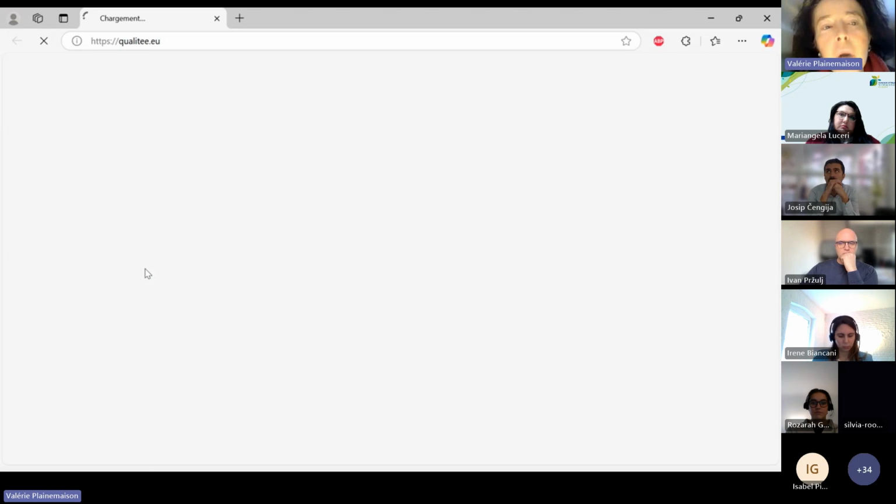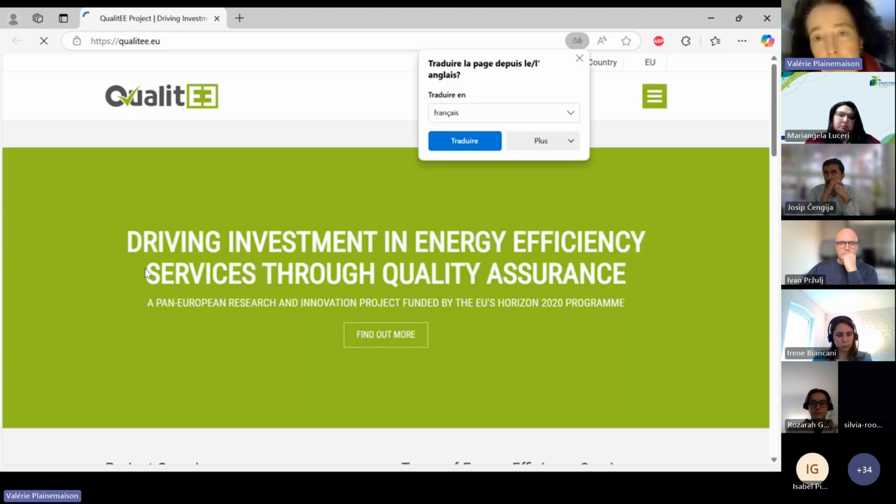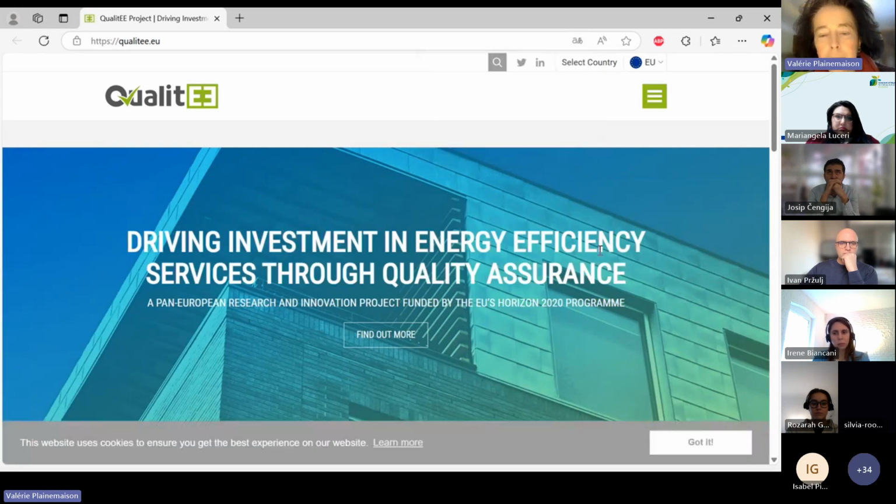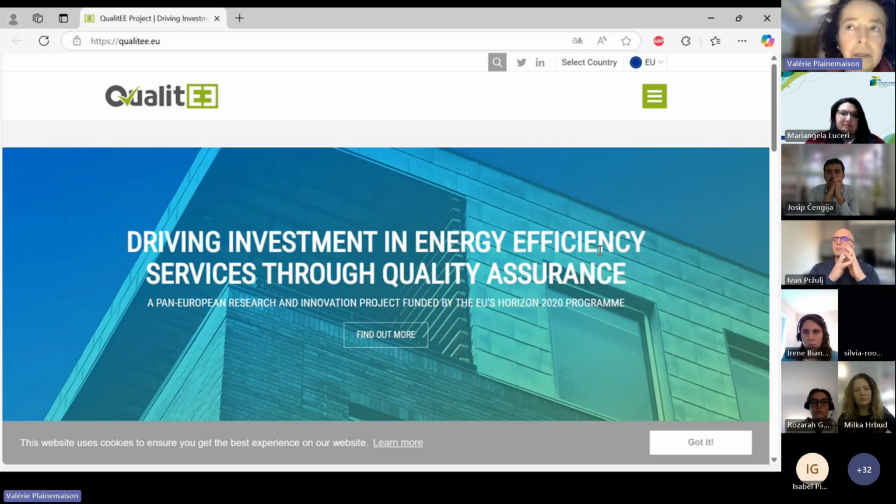And this other one, Quality, is an EU project we've been participating in that had as a goal to elaborate quality criteria in energy efficiency contracts, be they energy performance contracting or other types of contract like chauffage contracts or any kind of simpler contract, which is still energy services and which is still provided by ESCOs.